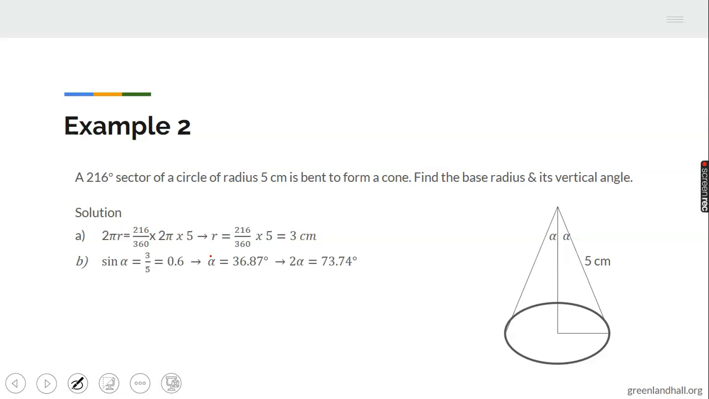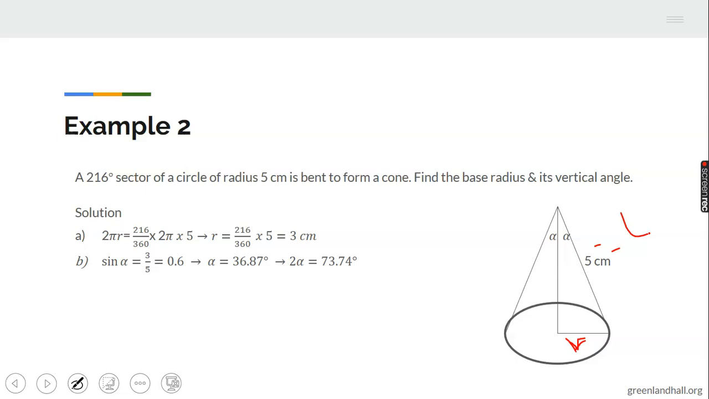A 216-degree sector of a circle of radius 5 is bent to form a cone. Find the base radius and its vertical angle. This is the diagram. We want to find this radius. This is the base radius. So, you know that the radius of that sector will form the slant height. This is L now, slant height.